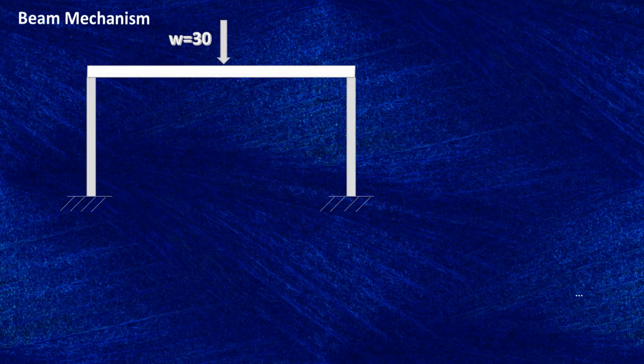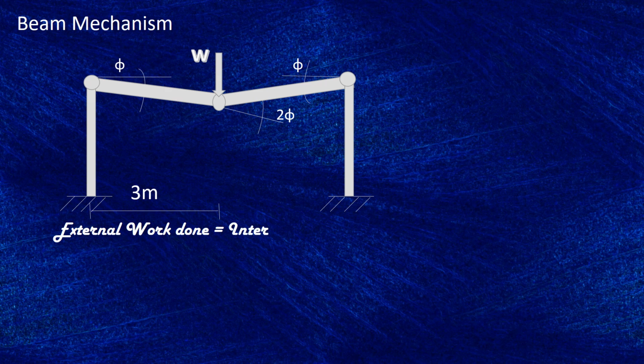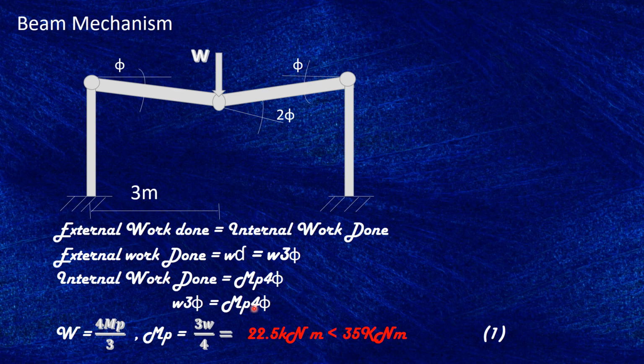Let's consider the beam collapse mechanism. In the beam collapse mechanism, we see that, of course, it is the same collapse system. So external work done is equal to internal work done, which is W, 30, times 3 theta, which is equal to the 4 thetas rotation. This one is 2, that is theta, theta. So when we equate that, we find Mp is 3W over 4, so 22.5 kilonewton meter.